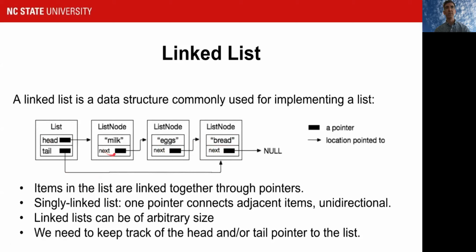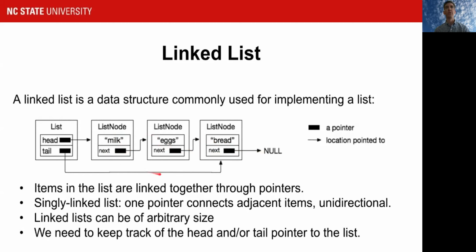Each of these nodes in the list has a pointer inside of it. In this case, I'm calling it the next pointer. Each pointer points to another node in the list. So milk has a next pointer that's pointing to eggs, and eggs has a next pointer that's pointing to bread, and then bread has a next pointer that's pointing to null, and this tells us that's the end of the list, and there's nothing else in the list.